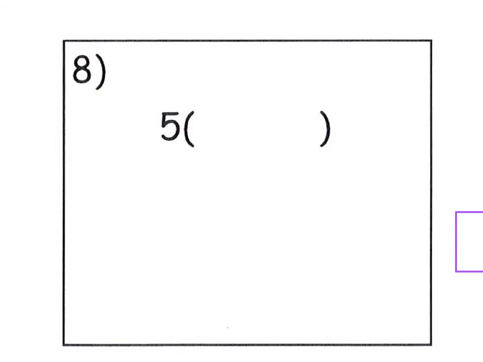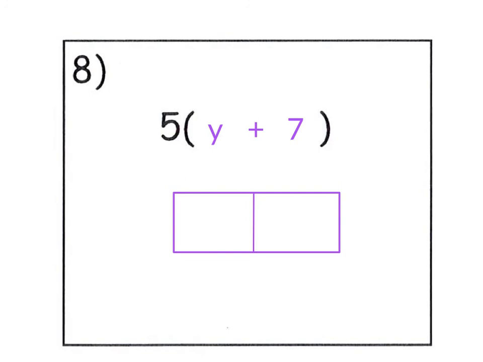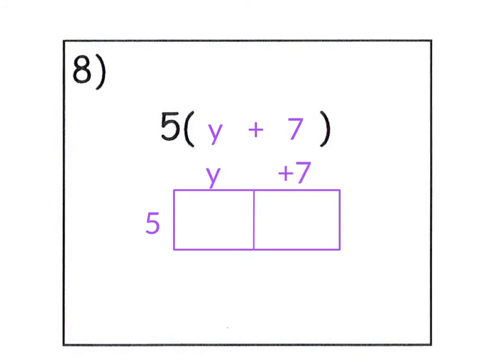Okay, so number 8, we're going to fill in the parentheses with a y plus 7. So again, we're looking at multiplying one term by two terms. So we're going to bring over our area model, and we're going to write 5 on the side, and then the y plus 7 on the top. So to fill in the box, we're going to multiply the 5 times the y to fill in this first cell and give us a 5y.